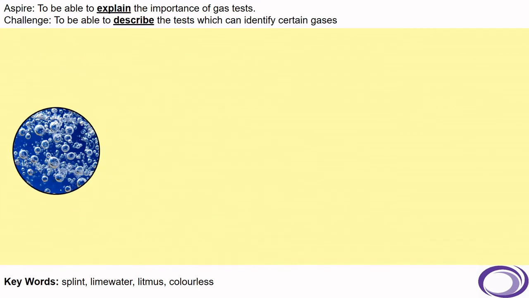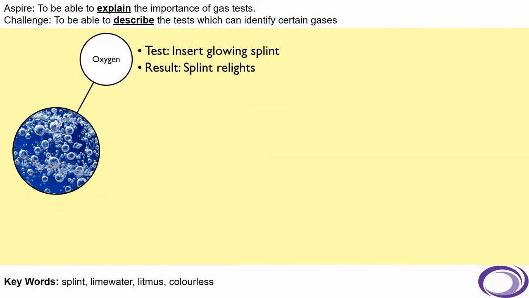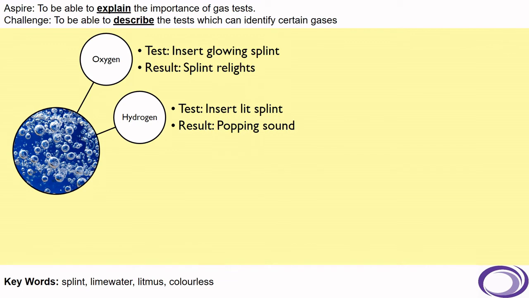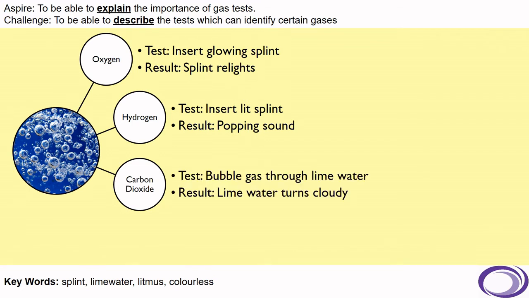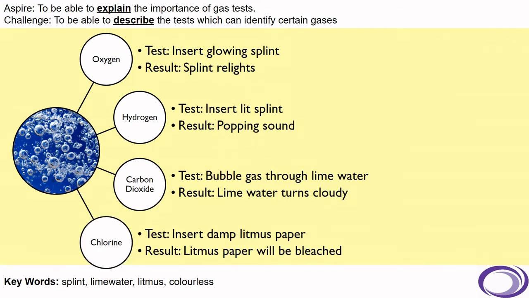So let's summarise these gas tests before we start some exam questions. First of all, oxygen. The test is to insert a glowing splint and the splint will relight. Hydrogen. The test is to insert a lit splint and you will hear a popping sound. For carbon dioxide, the test is to bubble the gas through lime water and the lime water will turn cloudy. And for chlorine, the test is to insert damp litmus paper and the litmus paper will be bleached.